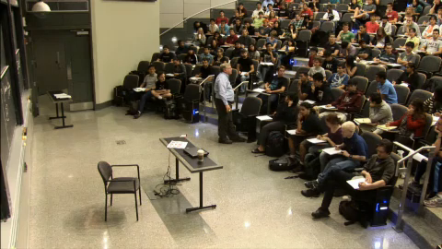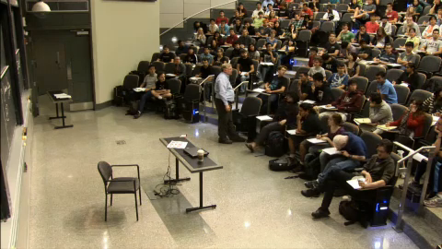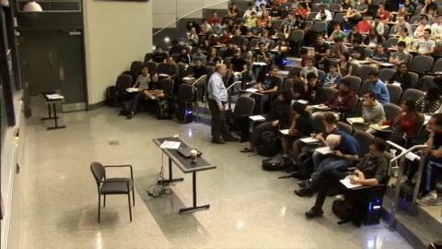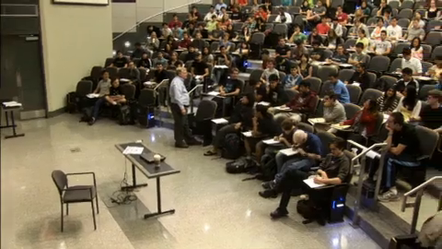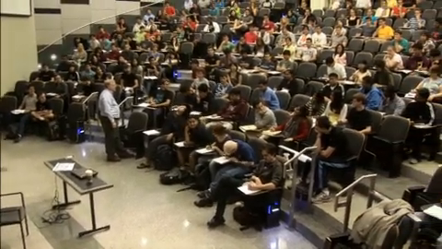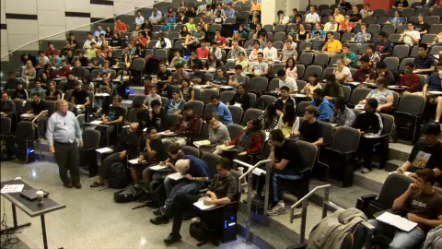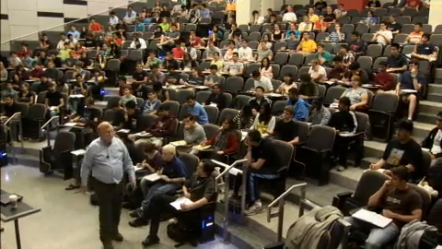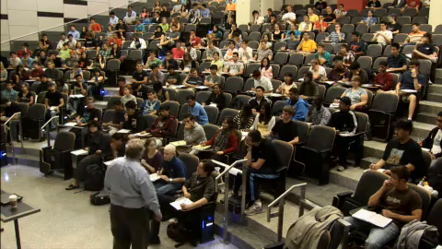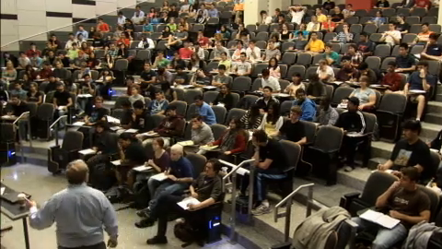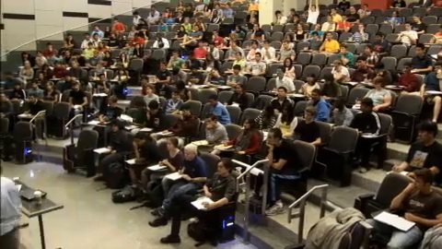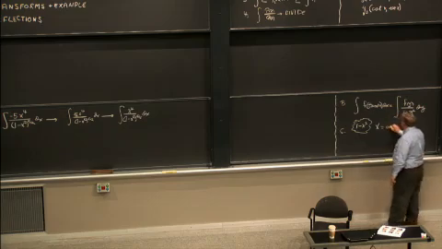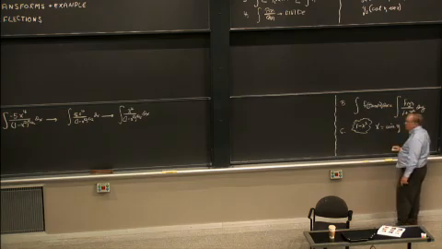Well, let's see. Cosine squared plus sine squared equals 1. So what's that suggest here? So it suggests that we make a transformation that involves x equals sine y.